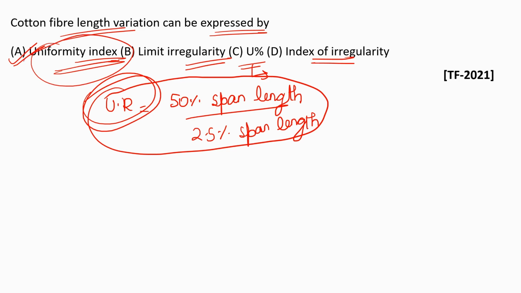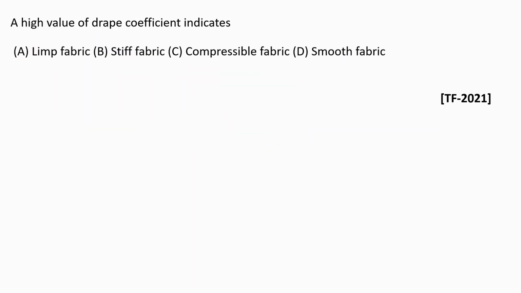Then now coming to the next question. Now this is also a 1 mark question. It is of testing part. It says a high value of drape coefficient indicates option A limp fabric, option B stiff fabric, option C compressible fabric, option D smooth fabric.